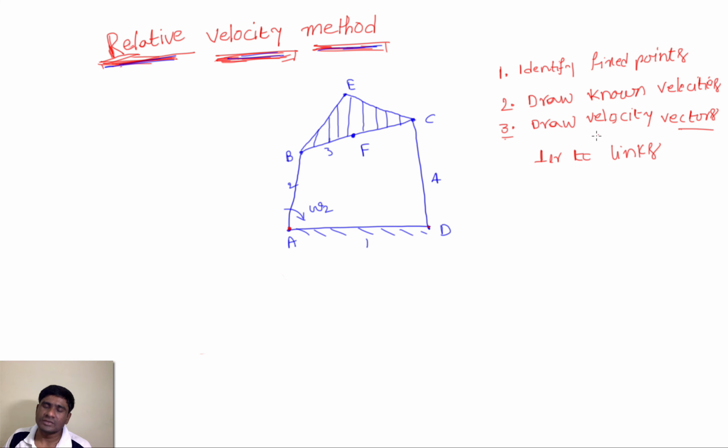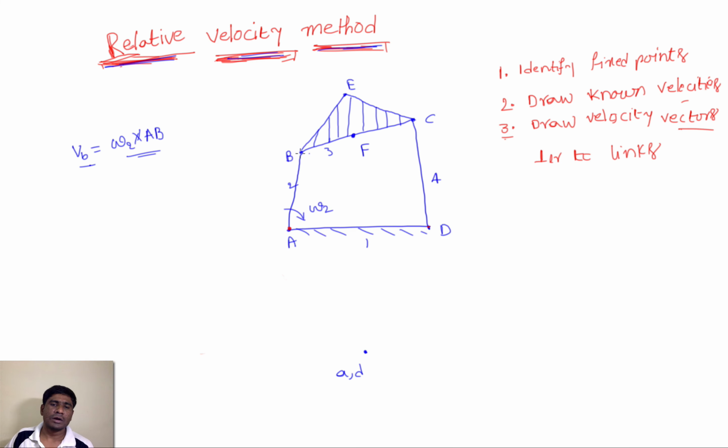Whenever we are drawing such velocity vectors, it's always better to continue from the end of the known velocity vectors. So what does it mean? We will see in this example. Here, first of all I will mark the fixed points. In this case, what are the fixed points? A, D. I mark these, and what is the known velocity? Here we know only Vb, because omega 2 is known. So omega 2 into AB, and we presume that we know all link lengths. So only Vb is known and the remaining velocities are not known.